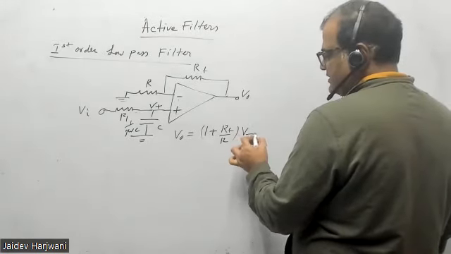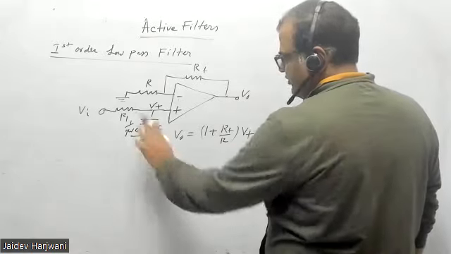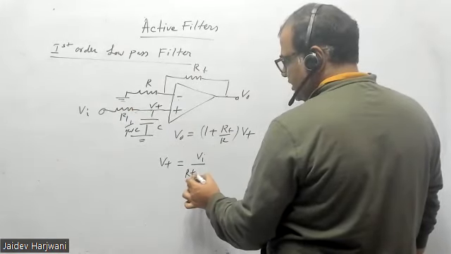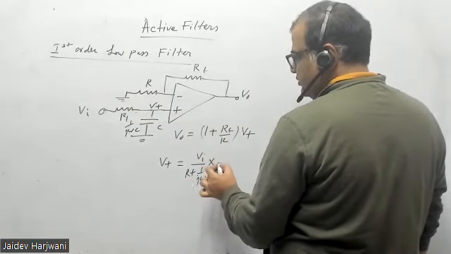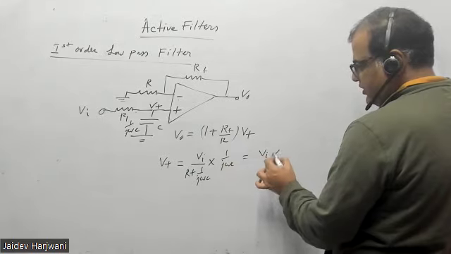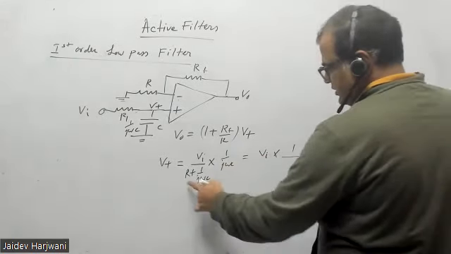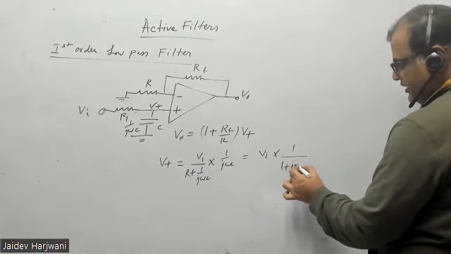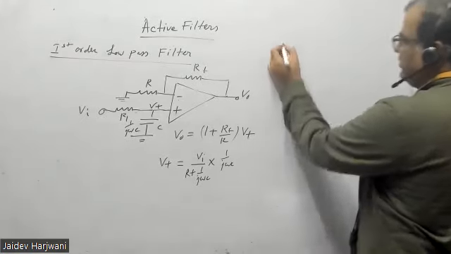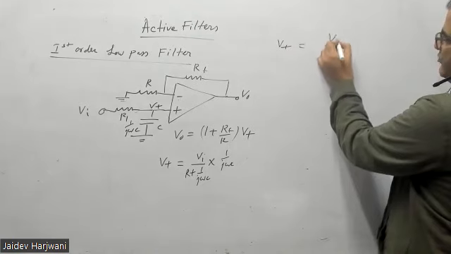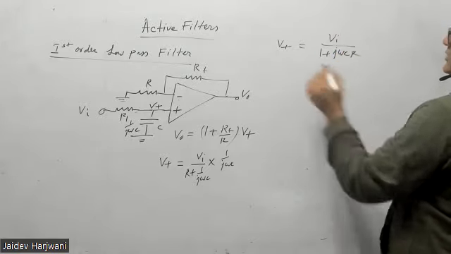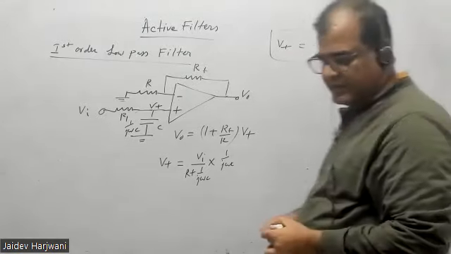And here I could write V plus. And what is V plus? You can find V plus in this circuit. V input, as we've just done: total current, total resistance R plus 1 upon J omega C, into 1 upon J omega C. So this will give me V input into 1 plus J omega C R, J omega C cancels. So my V plus is simply V input upon 1 plus J omega C R. This is my V plus. Check whether it is correct.